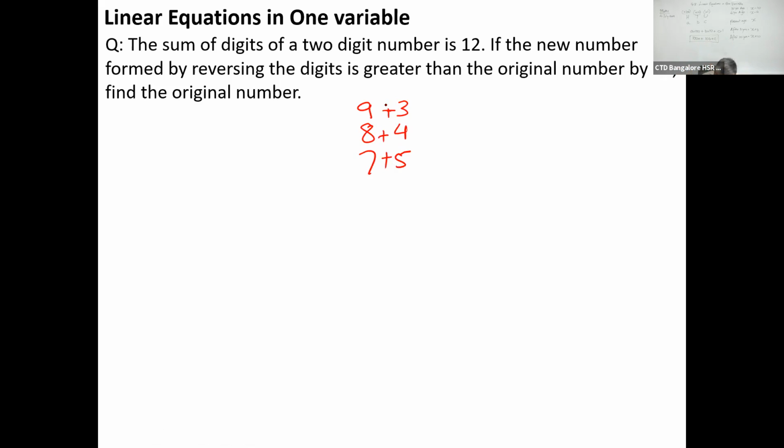So how do we write this? If one is 9, the other one has to be 12 minus 9. If one is 8, then the other one should be 12 minus 8. This is 12 minus 7. So that is how you write it, and this is exactly how we are going to write it: the sum of the 2 digits is 12.